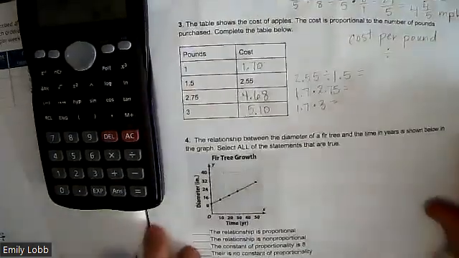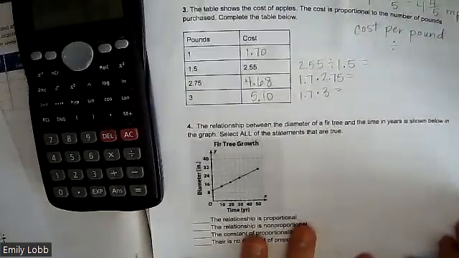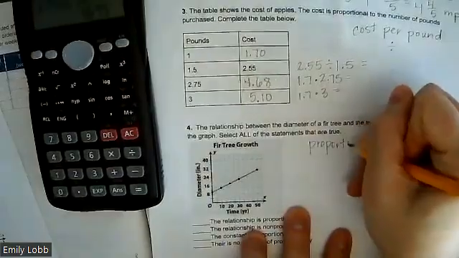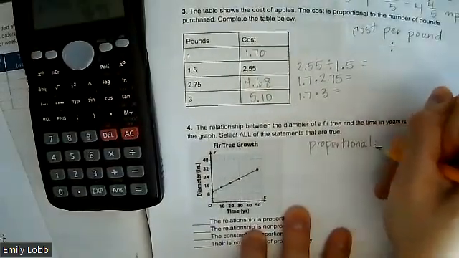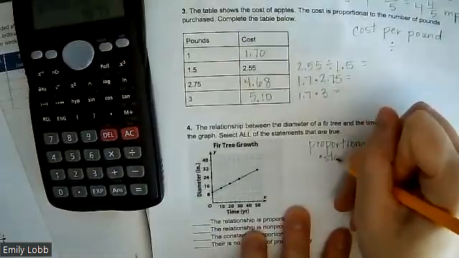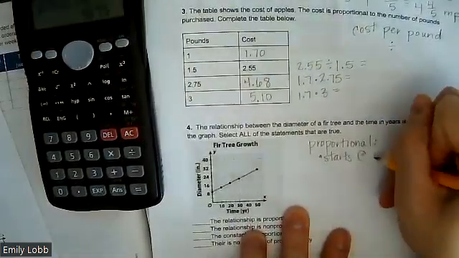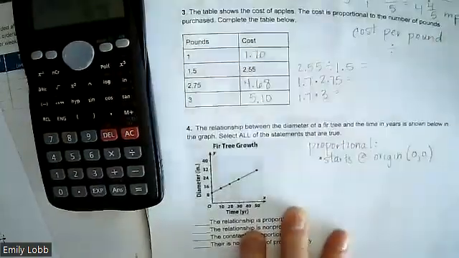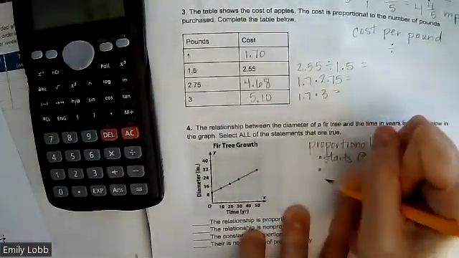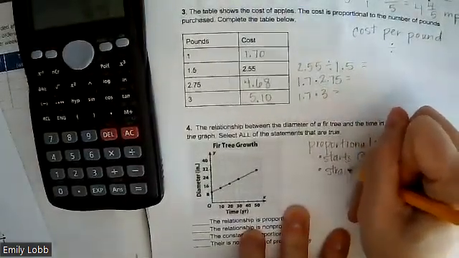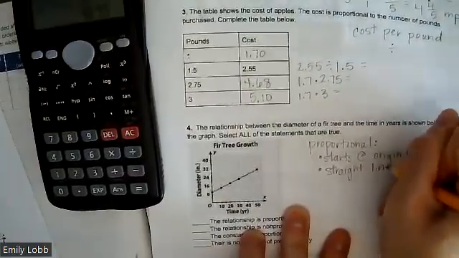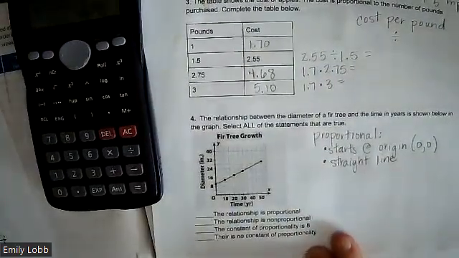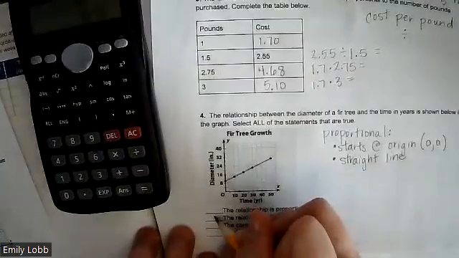Okay. Number 4. There are 2 things that make something proportional. Proportional means it starts at the origin. What's the origin? That's the point 0, 0. The other thing is it has to be a straight line. Now this is a straight line, but does it start at the origin? No. So you should have said that this is non-proportional.